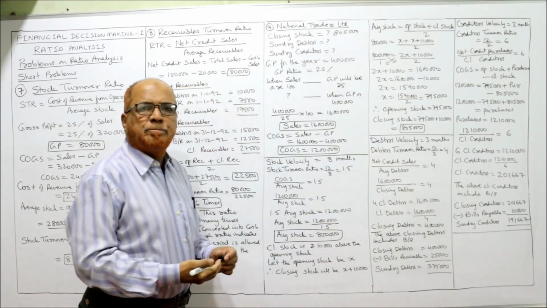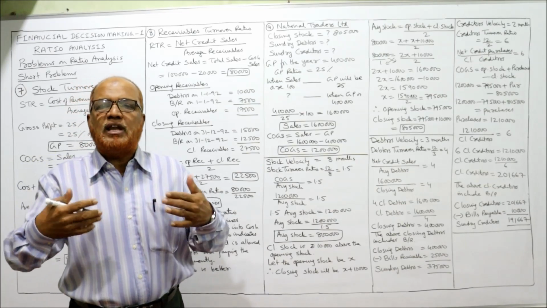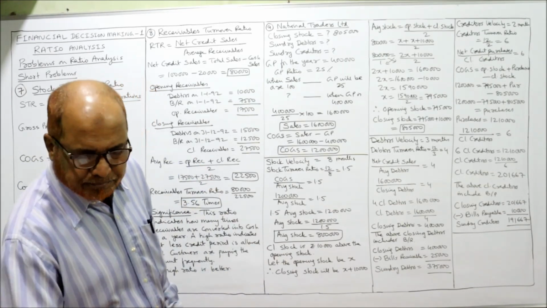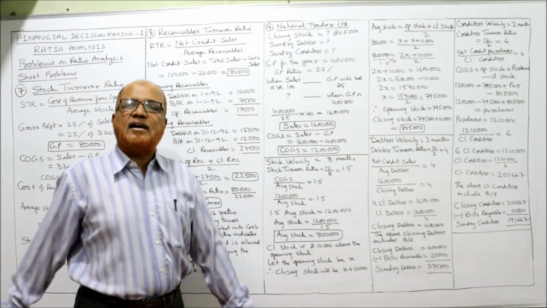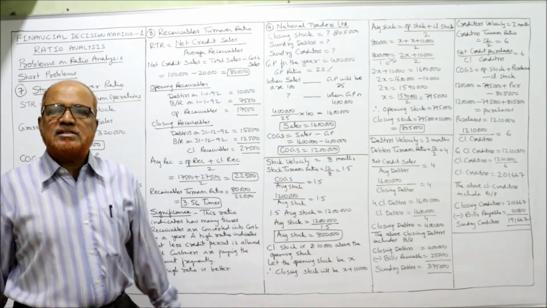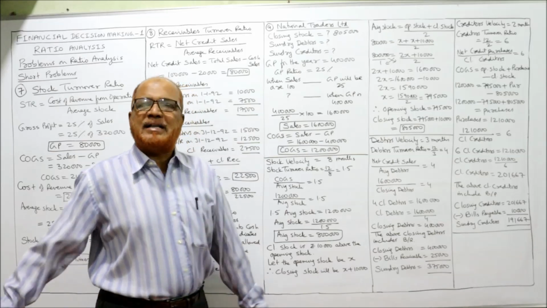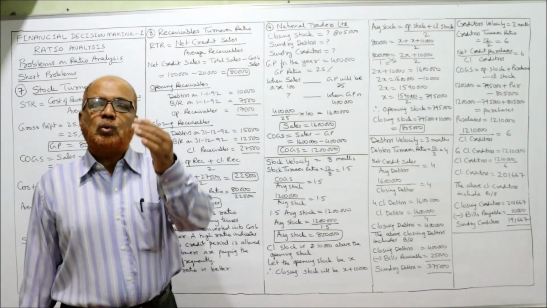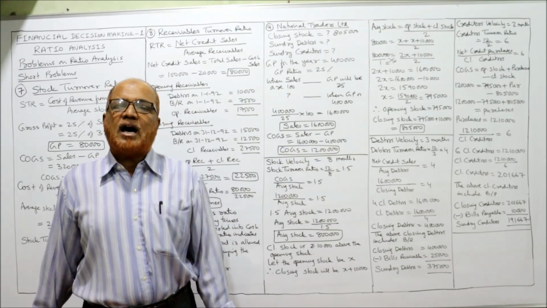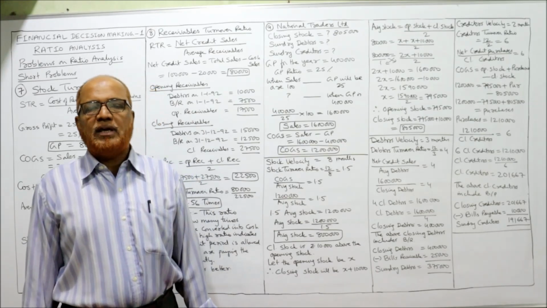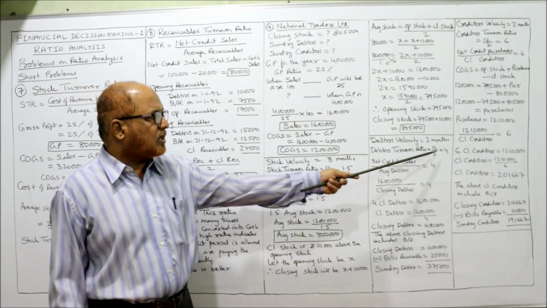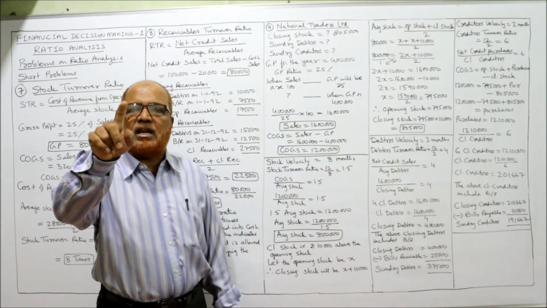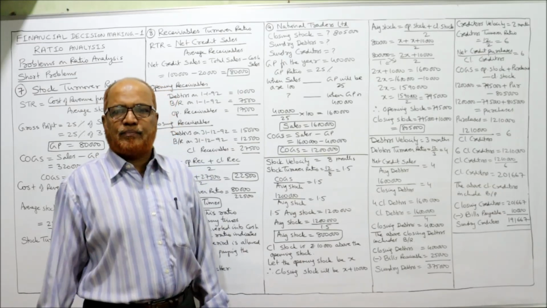Got the answer? Only manipulation of the numbers. Formulae you have to remember. That's it. Now, second, debtors velocity. In the problem it is given debtors velocity as 3 months, but we require in times. So 12 divided by 3. Debtors turnover ratio is 12 divided by 3, 4 times. In 1 year, 4 times we are converting the receivables into cash, right?